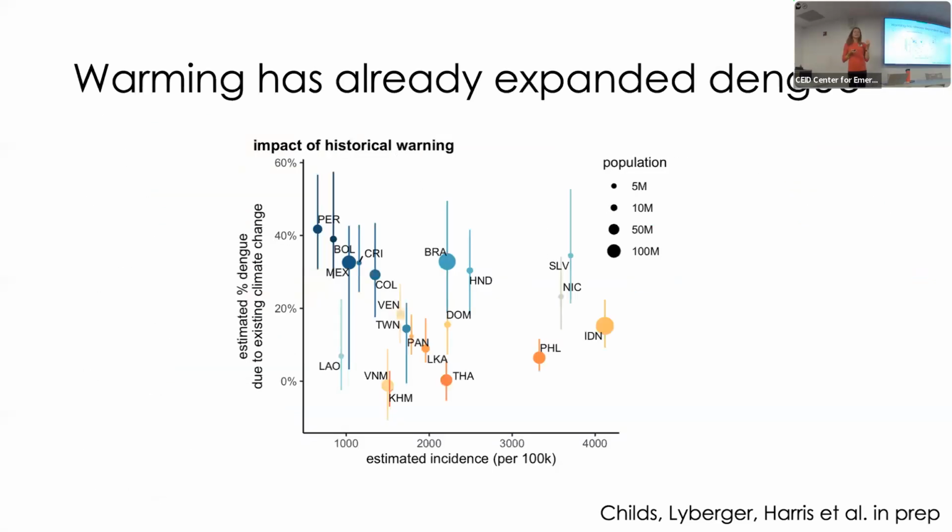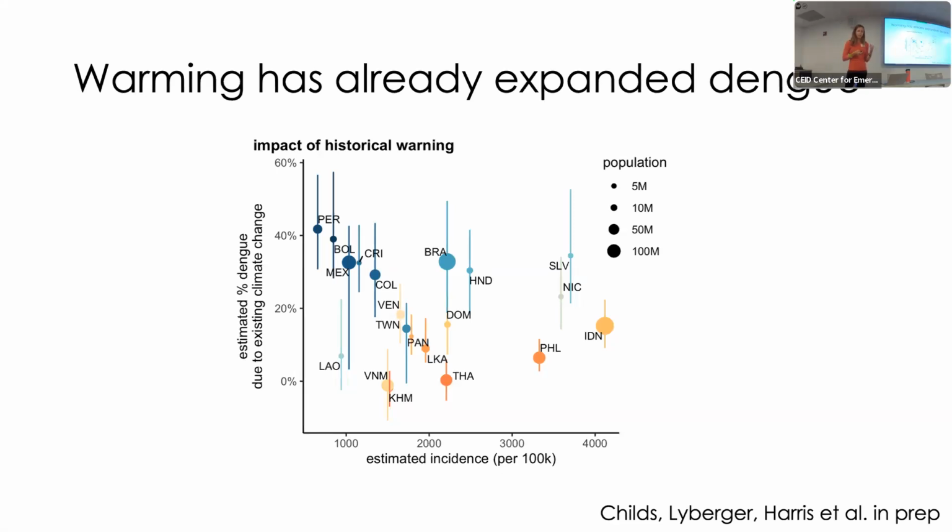We can also plot these historical impacts of climate change on dengue as a function of the current incidence. The size of these points is based on population size. You can see a few of the larger countries, like Mexico, Brazil, and Indonesia, had between 20 and 40% of their existing dengue burden due to climate change that has already occurred. This suggests that we've already seen very large impacts of climate warming on dengue transmission.